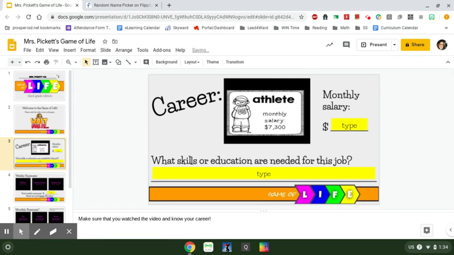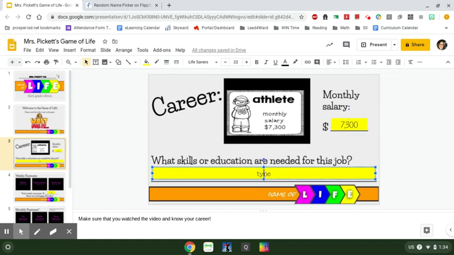I don't need them. I want you to notice on that card for athlete, it does tell me what my monthly salary is. That's the income that I'm going to make once a month. I get paid, and my income is $7,300. That's important as I'm making my life decisions. What skills or education are needed for this job? Well, it doesn't tell me what kind of athlete I am.